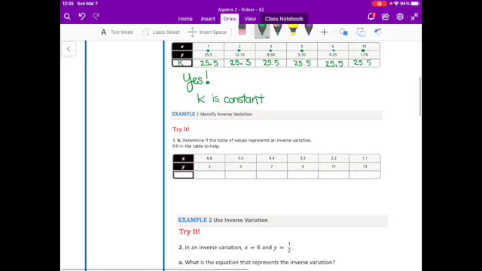However, if we try this next example and I type in 6.6 times 3, I get 19.8. 5.5 times 5 equals 27.5. So automatically I know no, it cannot be, because I can stop there. It doesn't matter if everything else is constant. I have 2 different things that have different k's, so I'm done.